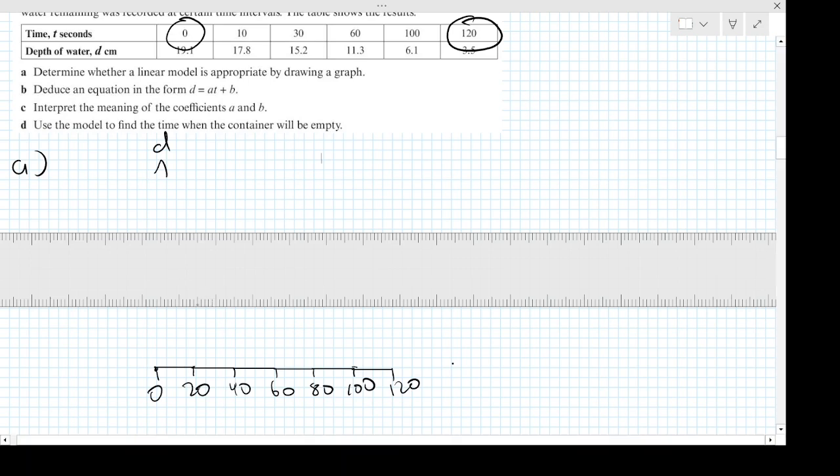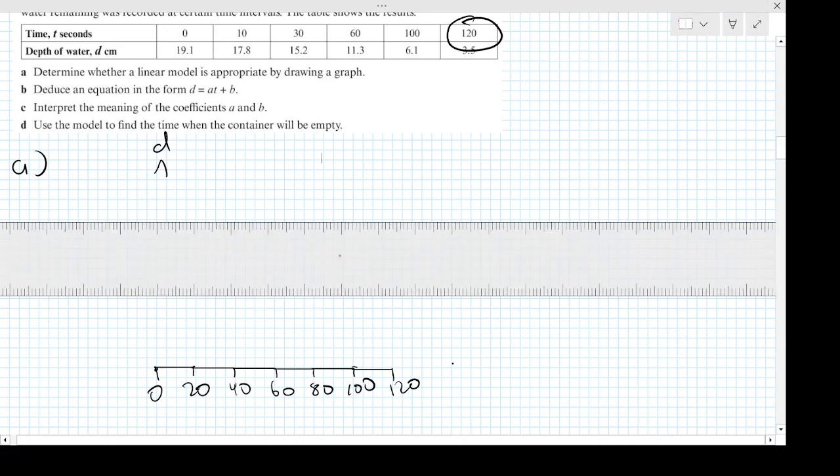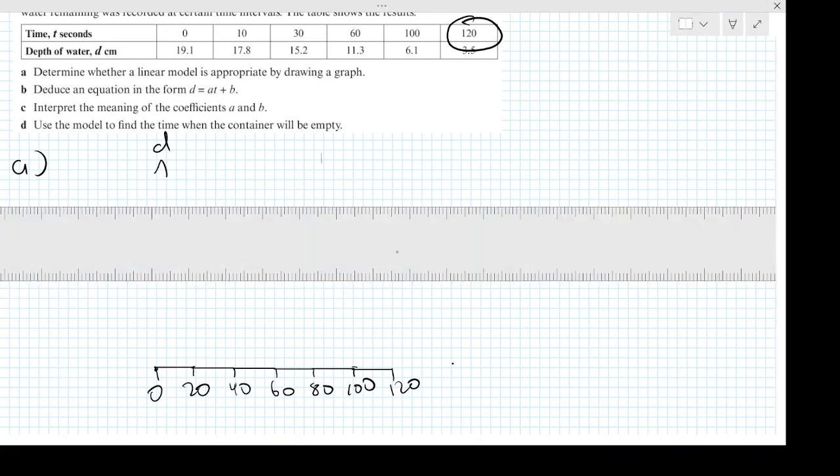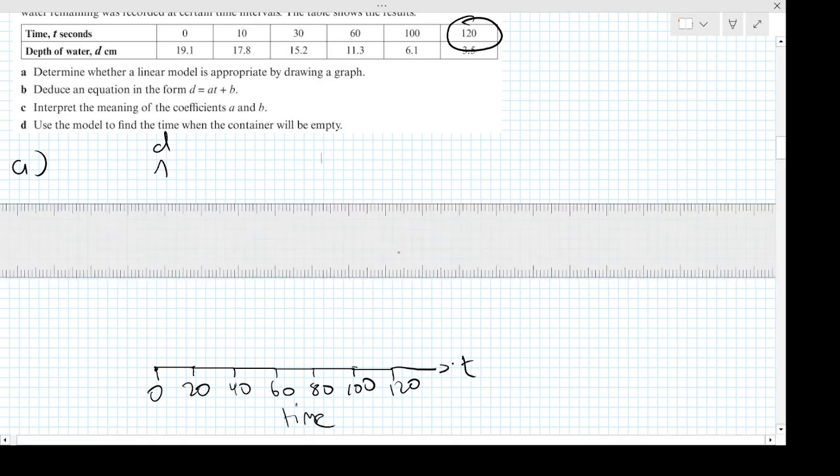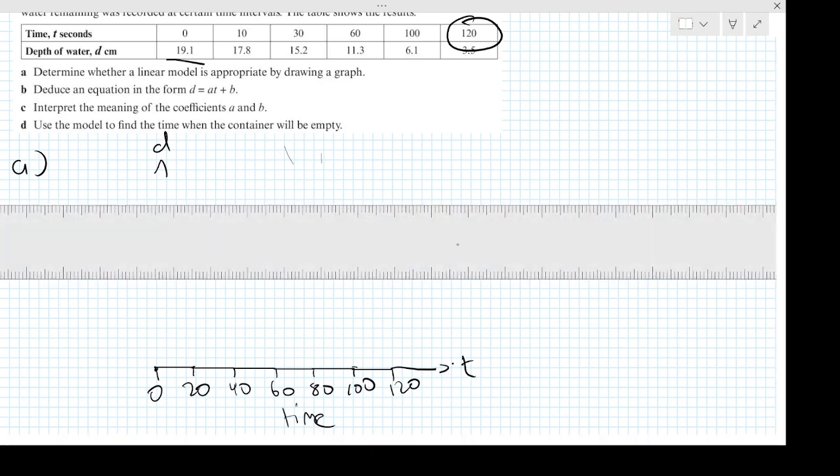Obviously you can do your own scale, as long as it's sensible and you include all the data, then I guess it's not a big deal. But that's the scale I will go with. Hope I've done that right. Yeah, it looks like 4 boxes each way. So that'll be the t-axis, where t is time, so that'd be time down here. Then I'm going to do the same for the depth, which is d.